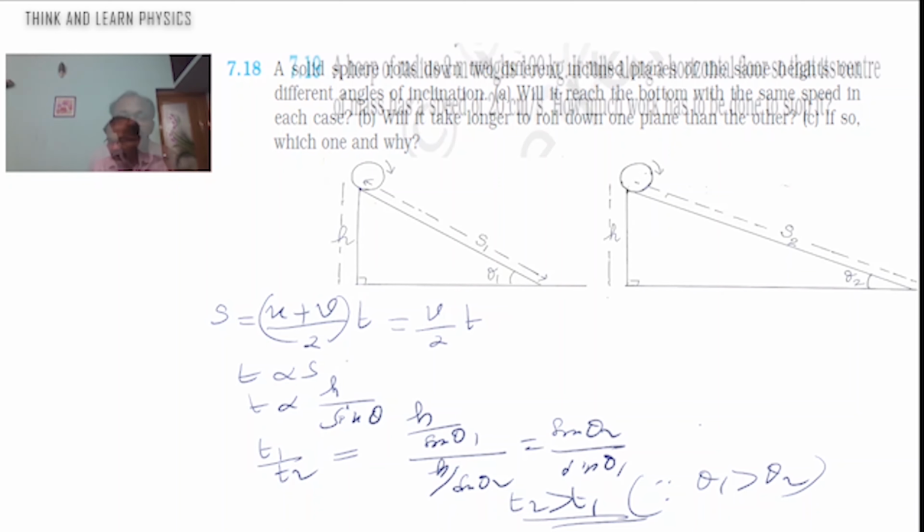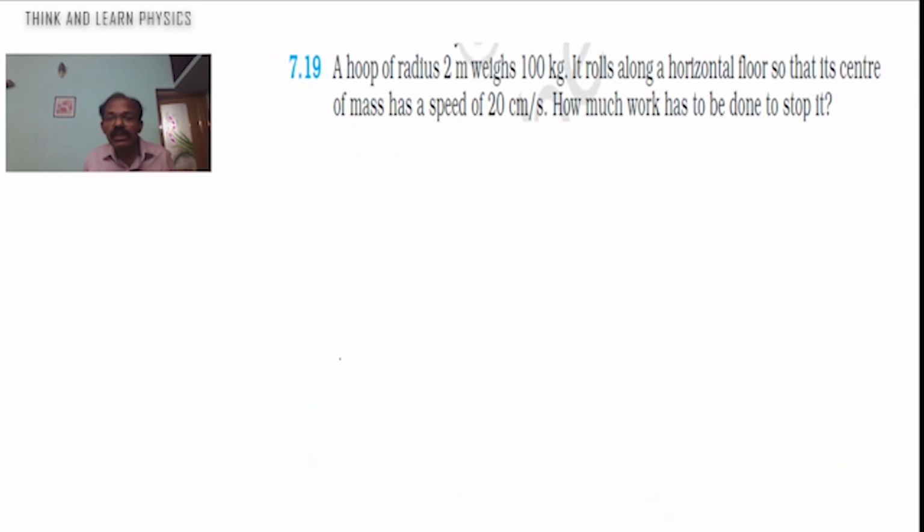Okay. A hoop of radius 2 meter weighs 100 kilogram. It rolls along a horizontal floor so that its center of mass has a speed of 20 centimeter per second. How much work has to be done to stop it? Hoop means a ring. We can write the radius of the ring as r equals 2 meter.